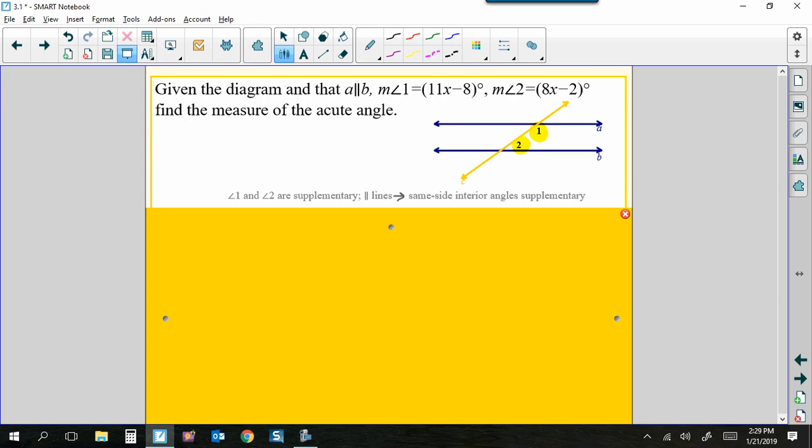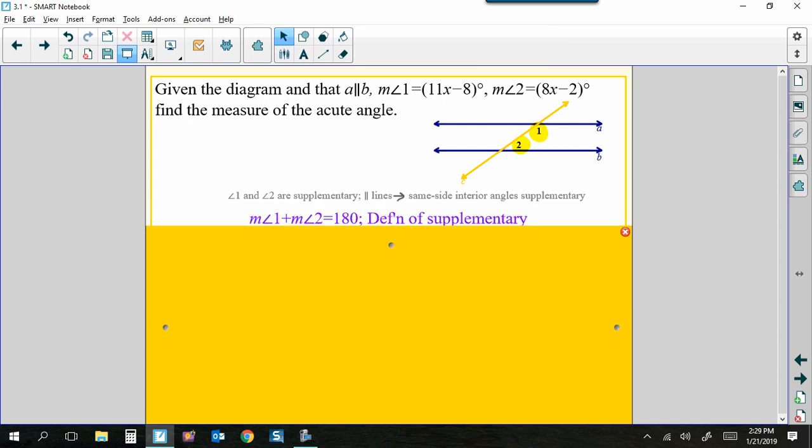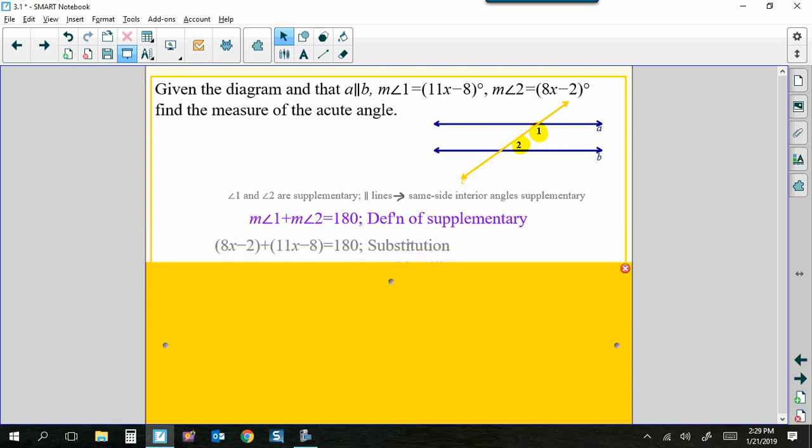Right. So we know that these are supplementary, which means we know that they add up to 180. So I broke that up so that you can see that. In our equation, we're going to substitute in what angle 1 and 2 actually equal, and you end up getting the equation where you're adding the 8x minus 2 and the 11x minus 8 together to equal 180.